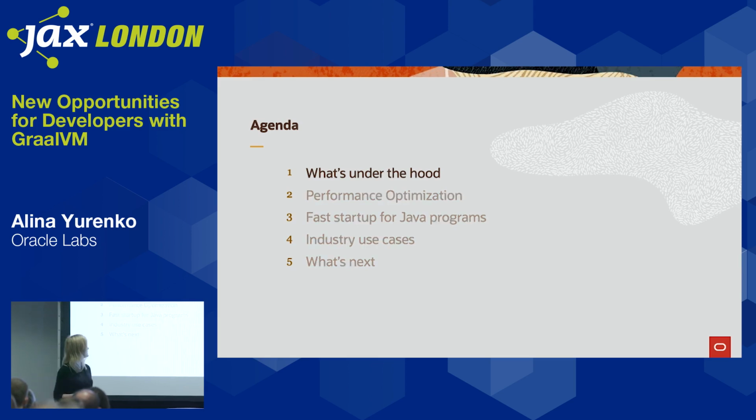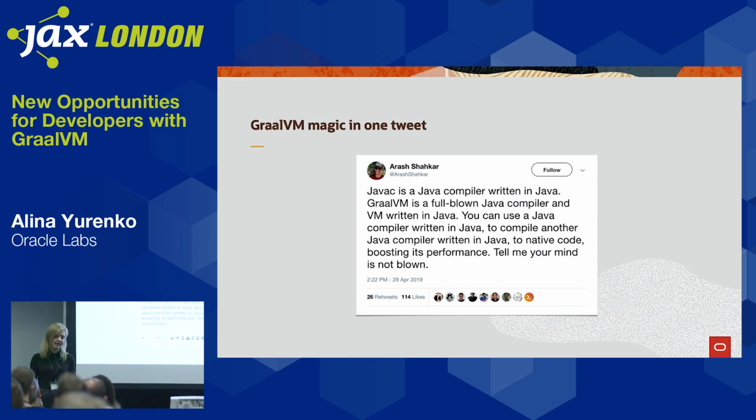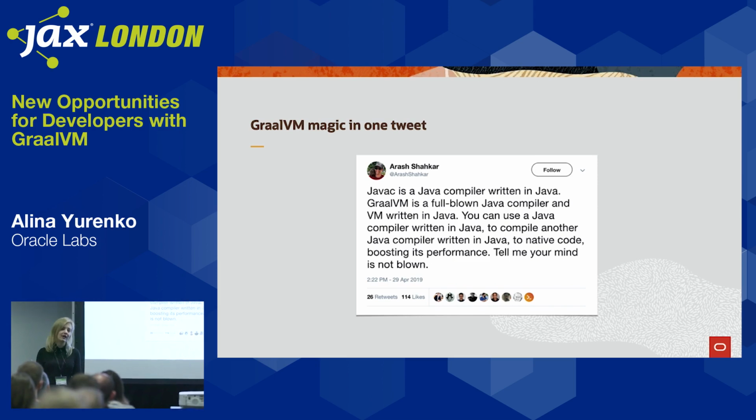Let's begin. So this is a funny tweet I saw recently, and this was some guy describing what GraalVM looks like to him from the outside. So it basically says that javac is one Java compiler written in Java, and GraalVM is another Java compiler written in Java. And you can use this one Java compiler written in Java to compile another one to native code to boost its performance. So I don't know how about you, but to me it sounds a bit like the Inception movie with Leonardo DiCaprio, where there are dreams and things are layered like this. So this is a bit how it looks from the outside.